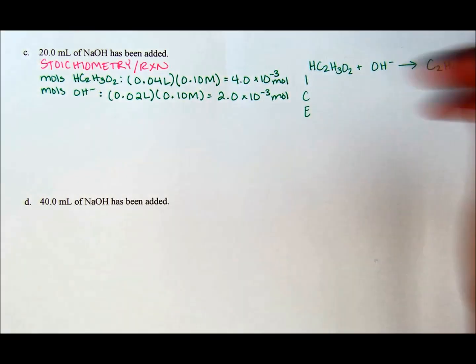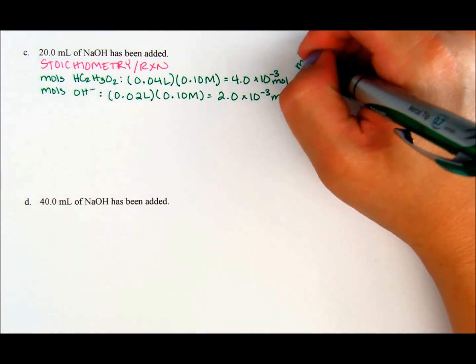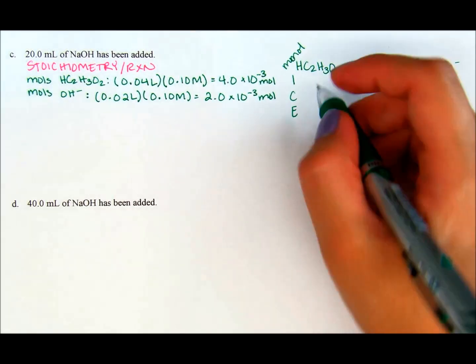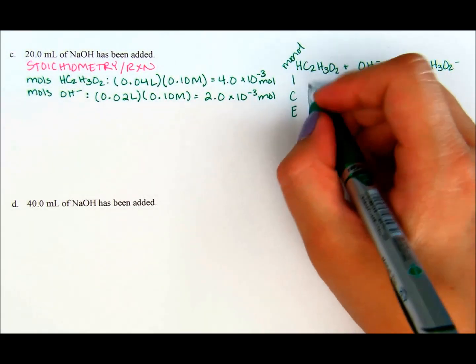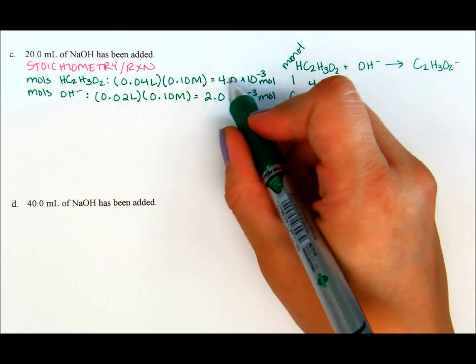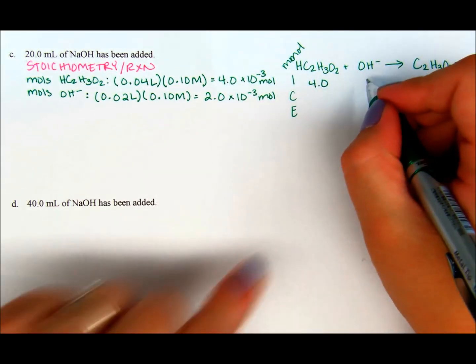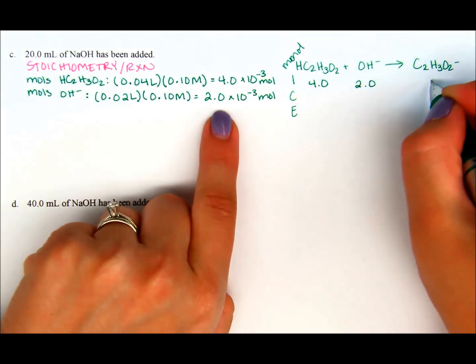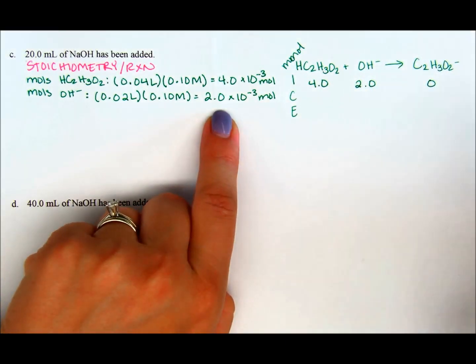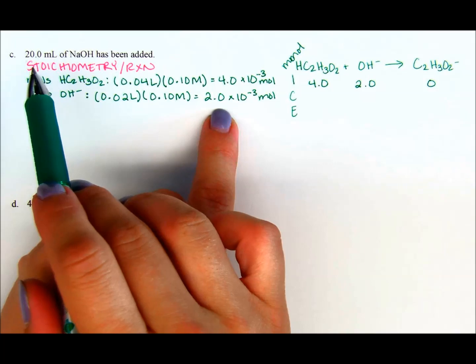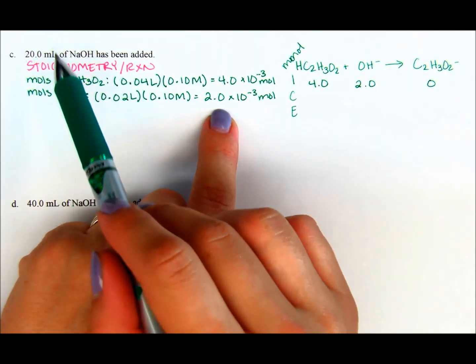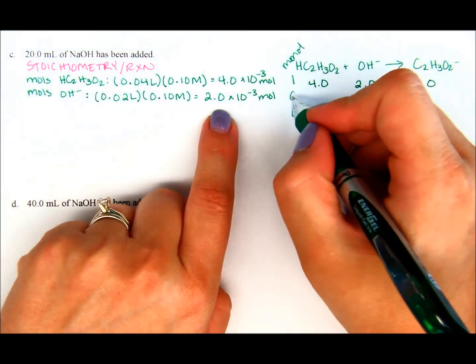Initial change. And ending, and this is again in millimoles, just for space-saving reasons. So we're starting here with our acetic acid being 4.0, our hydroxide being 2.0, and we haven't formed any acetate yet. So this isn't 20 more mils on top of that 10 mils from part B. This is like a fresh problem. So overall, after 20 mils has been added.